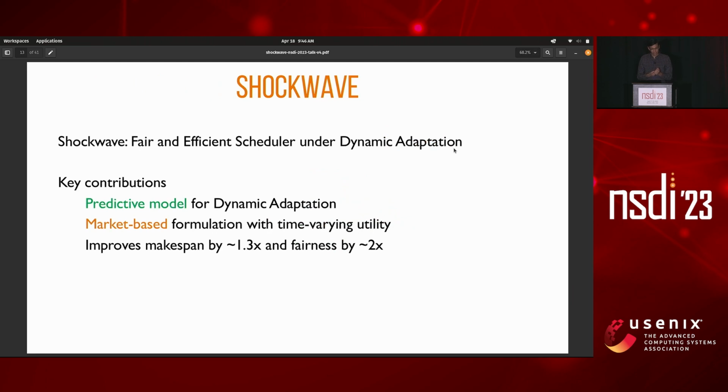So to address this, we propose a new system called Shockwave, which is a fair and efficient scheduler for workloads under dynamic adaptation. The key contributions in Shockwave are we use a predictive model that tries to estimate or predict dynamic adaptation in machine learning workloads. And then we plug that into a market-based formulation, which gives us some provable guarantees on efficiency and fairness. We show that this can improve makespan and fairness by 1.3 times and 2x compared to state-of-the-art schedulers using a number of different workloads and scenarios.